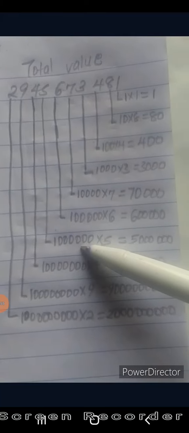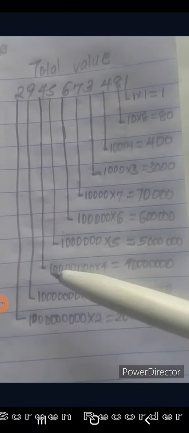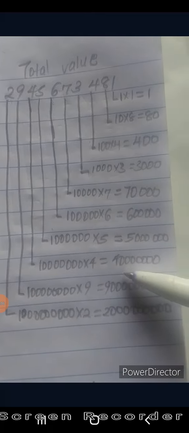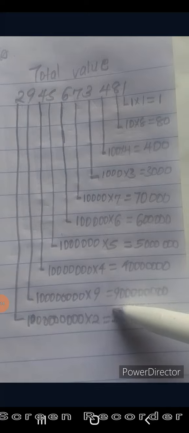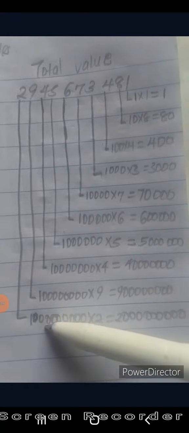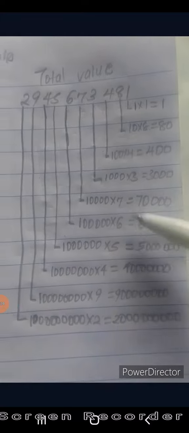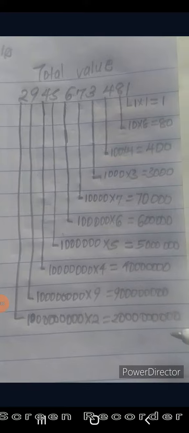5 is under a million, times 5, you get 5 million. 4 is under 10 million, times 4, you get 40 million. 9, that is 100 million. Take 100 million times 9, you get 900 million. 2 is under billions, times 2, you get 2 billion. So you simply take the place value of each digit times the digit, then you get your values here.